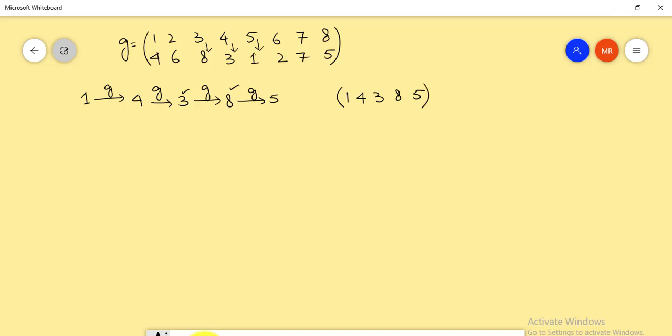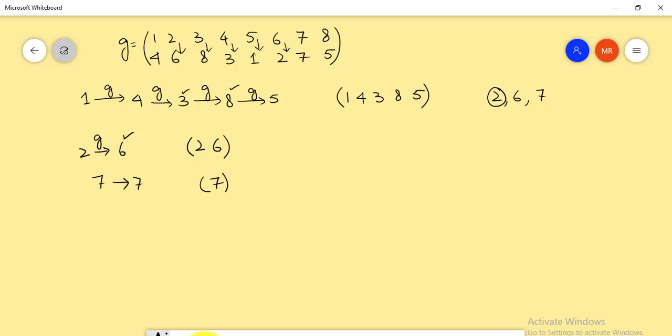But what about the elements 2, 6, and 7? We start with element 2, and we can see that 2 is mapped onto 6. Then we look for the image of 6, which is mapped back onto 2. Hence the cycle representation for this one is 2, 6. And the last one, 7, is mapped onto 7. Hence we write this as 7.